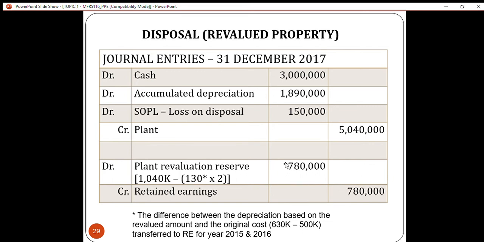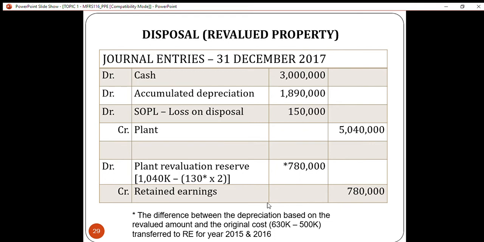So the balance of the revaluation reserve here is 780,000. How do we get this amount? It's the amount of revaluation surplus previously calculated, 1,040,000, minus 260,000, that is 130,000 times 2. What is this 130,000? 130,000 is the difference between the depreciation based on the revalued amount and the original cost.